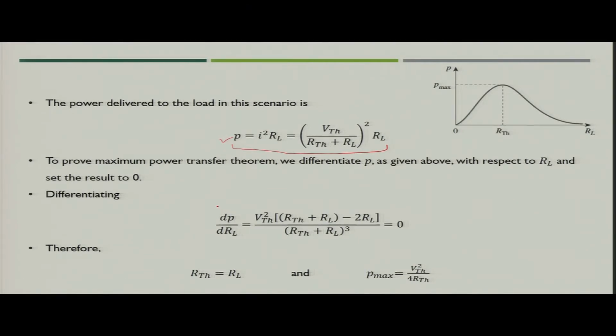How did we derive it? We used dP by dRL, that is, differentiation of power P with respect to the variable, the load. We established that the derivative of P with respect to RL is 0 when RTH is equal to RL. That means at RTH equal to RL, the maximum power transferred to the load is VTH square upon 4 RTH.